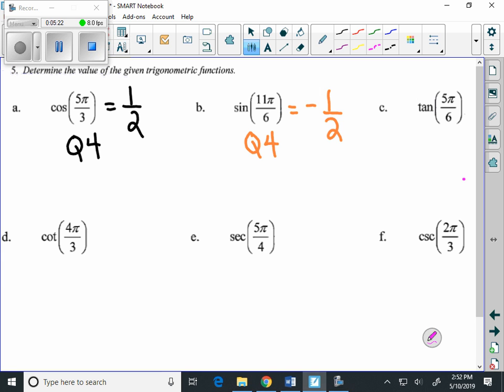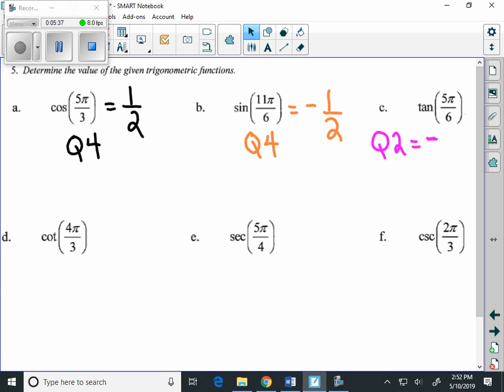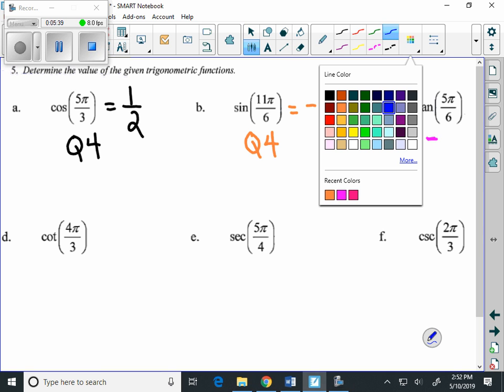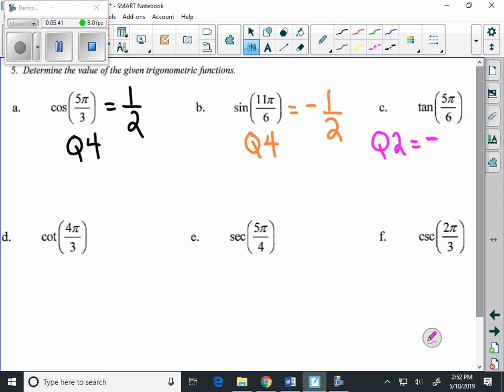What quadrant are we working in? Tangent of 5 pi over 6 is in quadrant 2, and that means that our answer is going to be negative. And then 5 pi over 6, if you remember, the way that we often remember with the tangent is square root of 3 over 3, because 3 plus 3 is 6.